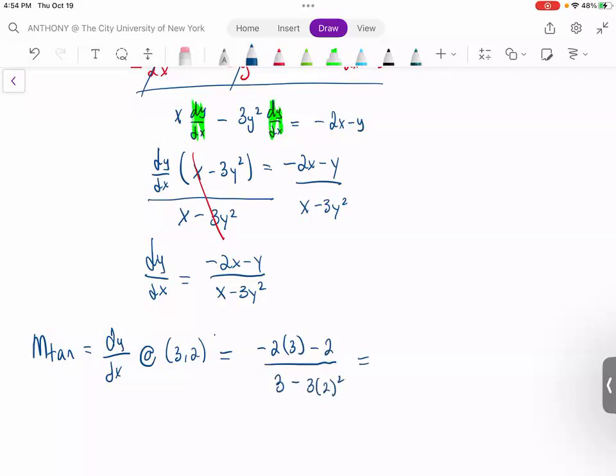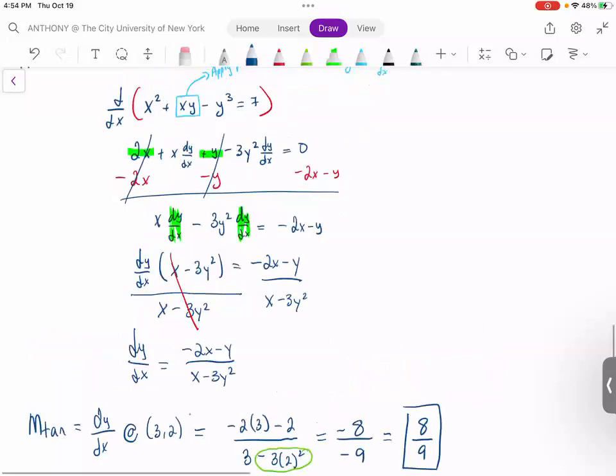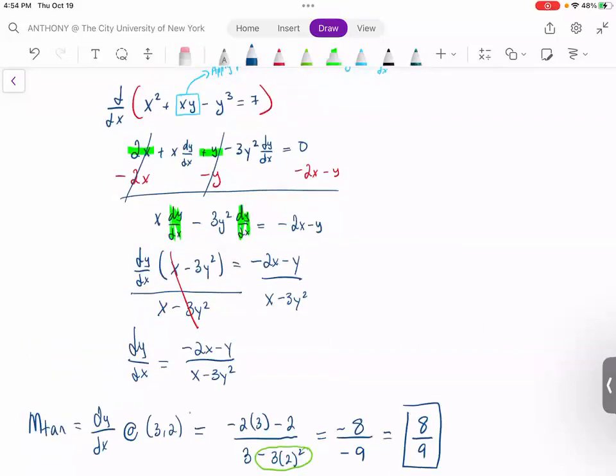So what's negative 2 times 3? That's negative 6. Negative 6 minus 2 is negative 8. In the denominator, you apply PEMDAS, so you square 2, so that's 4. Then multiply by negative 3, which is negative 12. So if you have 3 minus 12, what's 3 minus 12? Negative. So you have negative 8 over negative 9. The negatives will cancel, and you get 8 over 9 as a solution. And that would be it for applying implicit differentiation, where more importantly, you were getting the slope of your tangent line.